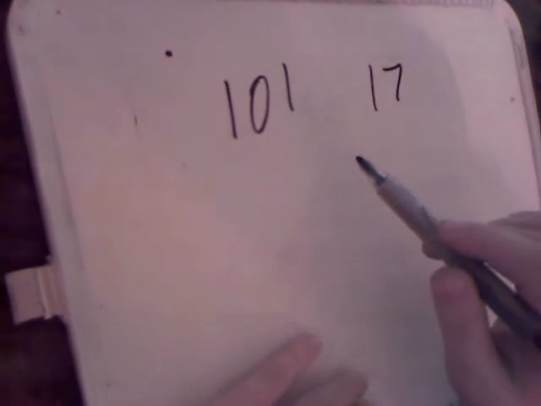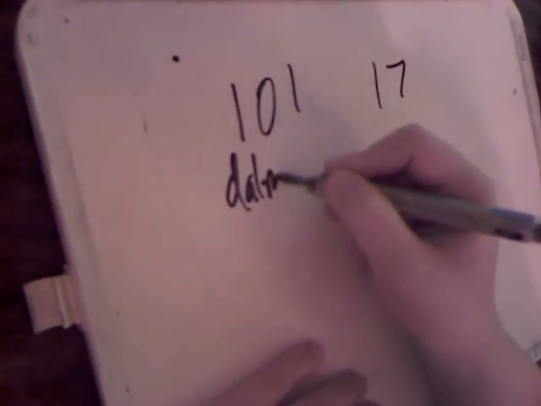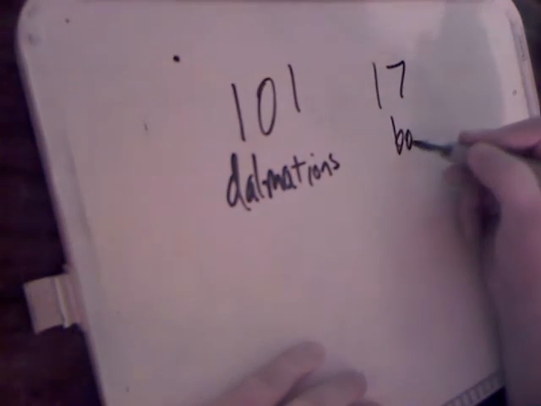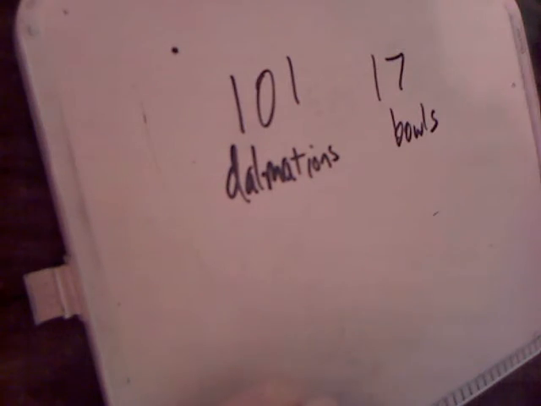So let's say that we have 101 Dalmatians and we have 17 bowls to feed them with. I want to know about how many Dalmatians will there be at each bowl. So what we're going to do is we're going to round these numbers before we do anything else. Dalmatians, bowls, always important to label.